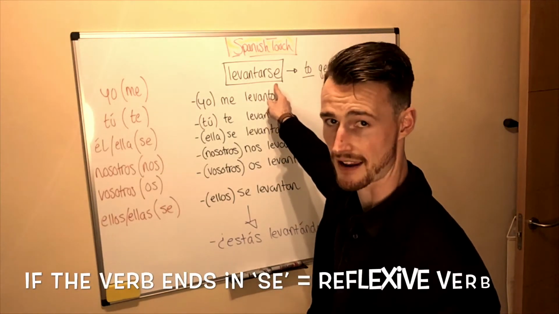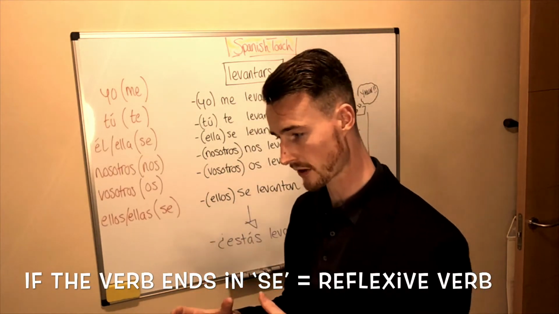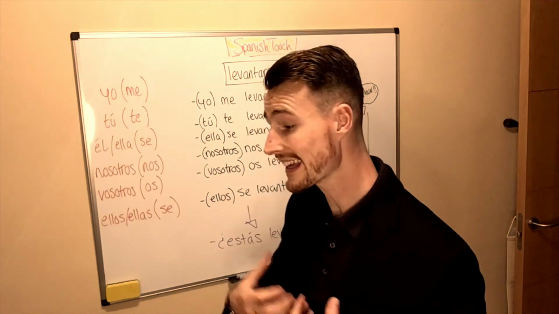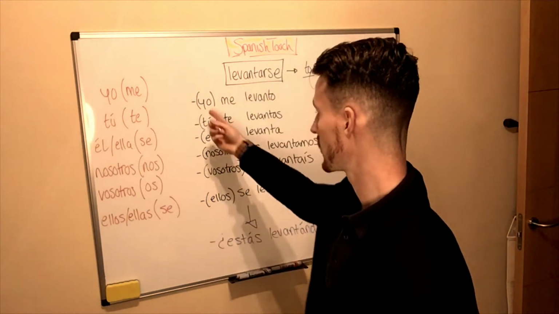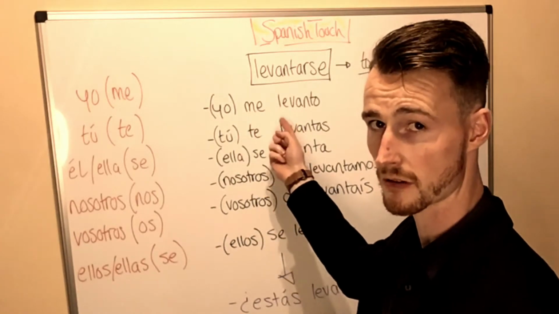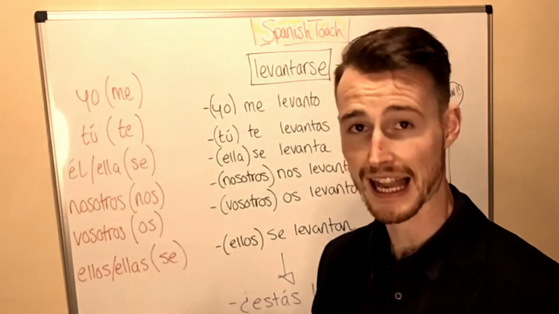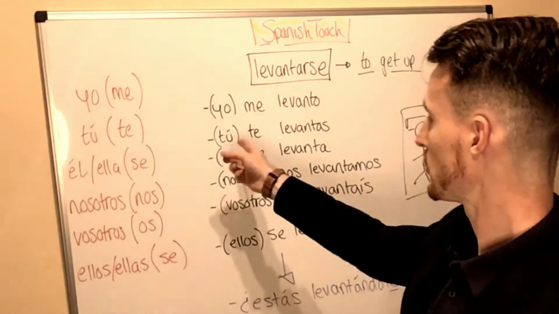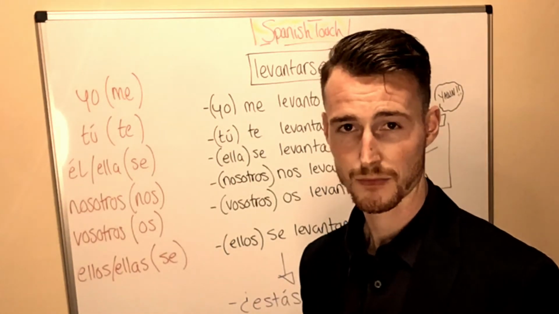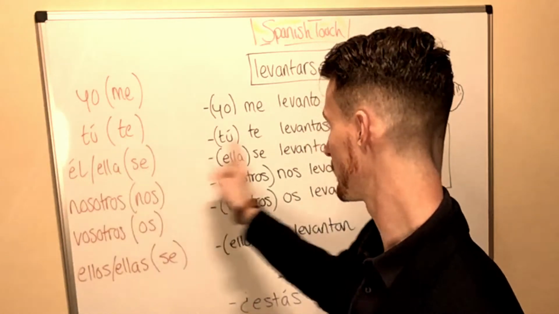It ends in se. So now we're going to have to conjugate it. We're going to have to change the verb depending on who's doing it. So I get up in the morning would be yo me levanto. Yo me levanto. Okay, I get up. Maybe I get up at 7 a.m. Me levanto a las 7. Tú te levantas. Who do you think's doing that action? You, correct. Tú te levantas.